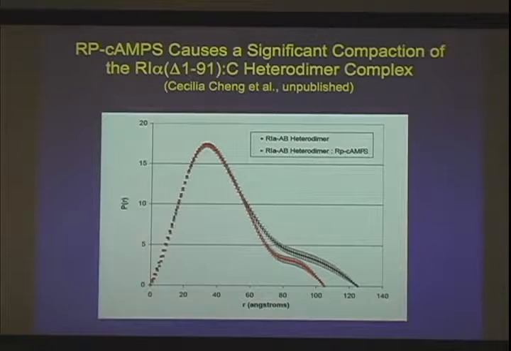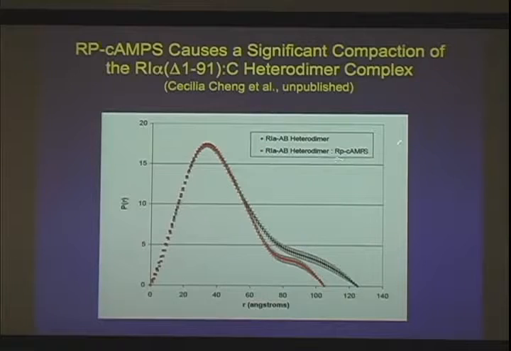So now I'd like to show you that we can also see dynamics by looking at cyclic AMP binding. This is just one experiment where we use an antagonist analog of cyclic AMP, a form of cyclic AMP that binds to the regulatory subunits, but doesn't cause dissociation of the C subunit. Here we're using one of the heterodimer molecules, so this is lacking the dimerization docking domain. So we're just looking at the inhibitory domain and the A and B domains.